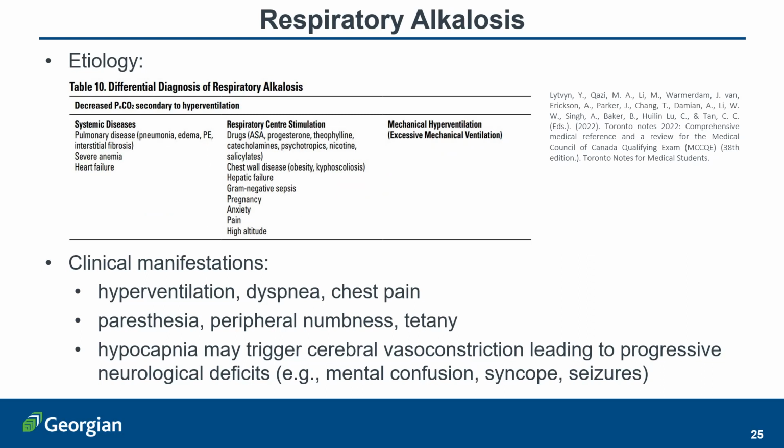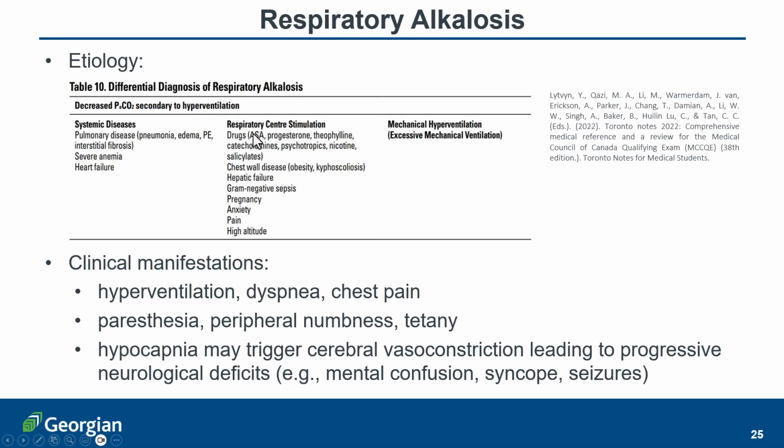For respiratory alkalosis, it's all about hyperventilation. So what can cause hyperventilation? Severe anemia can cause it as you try to increase your breathing rate in order to compensate for the reduced oxygen carrying capacity of blood, heart failure, as well as various pulmonary diseases such as pneumonia, pulmonary embolism, and interstitial fibrosis. Various drugs such as acetylsalicylic acid or aspirin, catecholamines, progesterone as well can stimulate the respiratory centers.